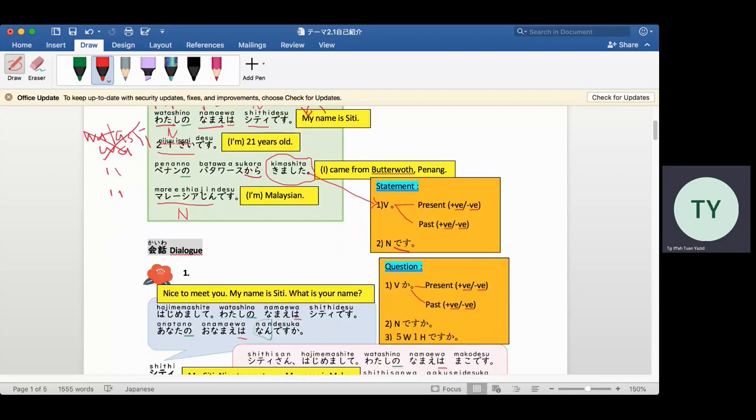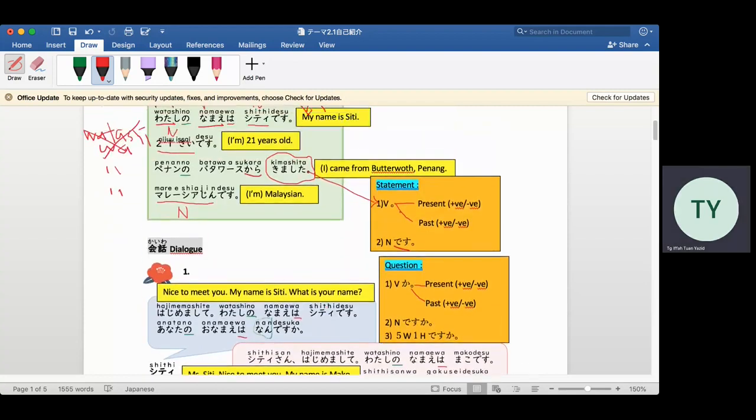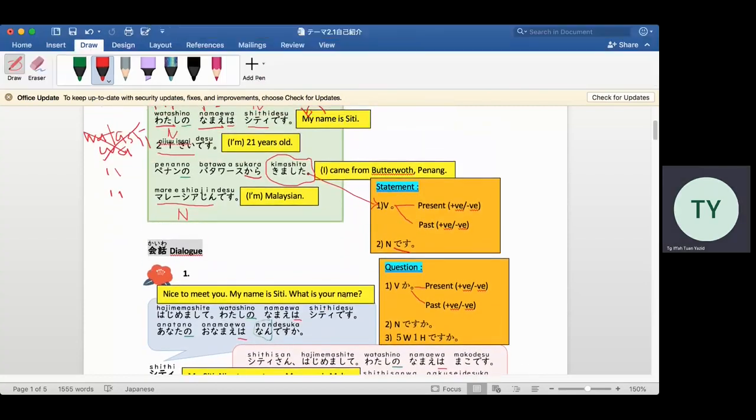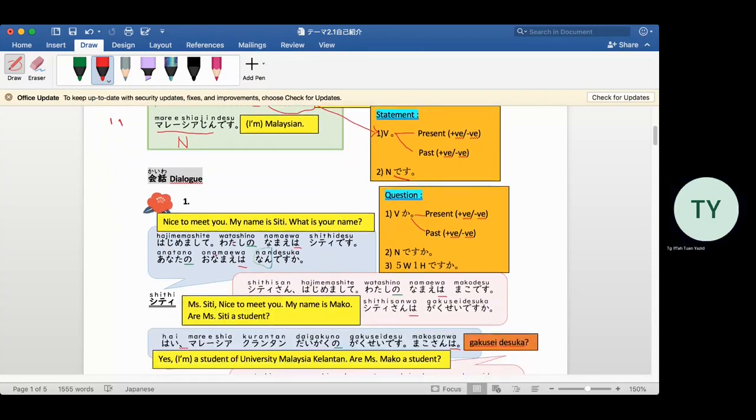Alright. Next we move to dialogue. Okay, comment. As for questions, okay. Here question is dialogue lah. Okay. Hajimemashite, nice to meet you. Watashi no namae wa Shiti desu. My name is Siti.